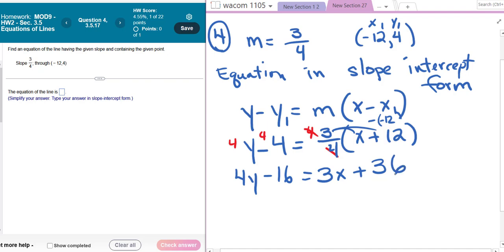And now we need to isolate y. So we're going to get rid of the 16, so we're going to add a 16. So we have 4y equals 3x, and these will add together. So 52. And then we divide everything by 4.